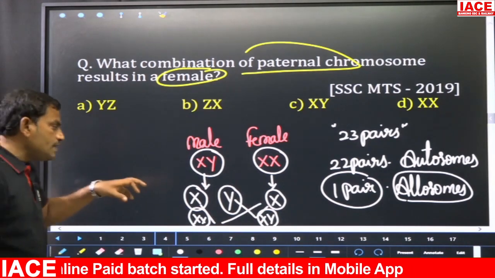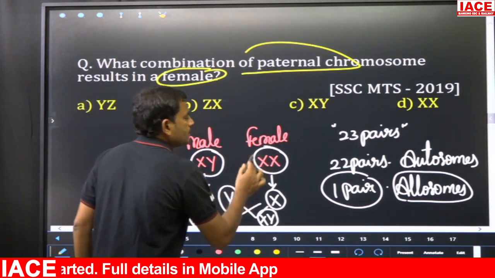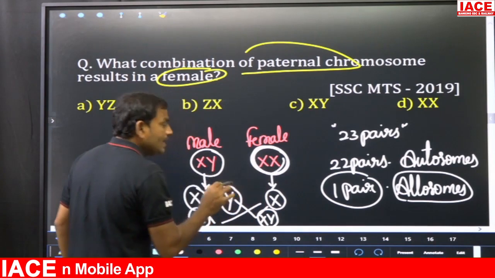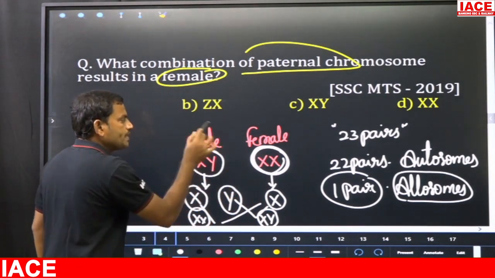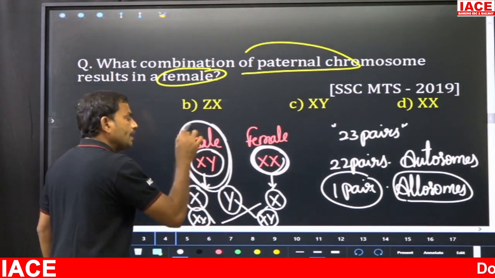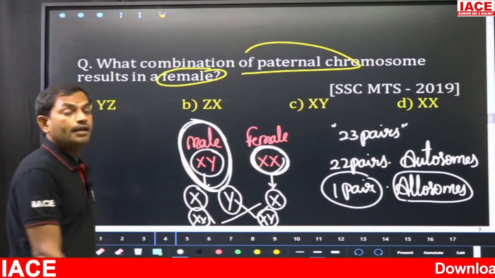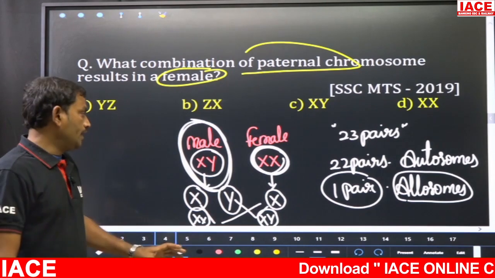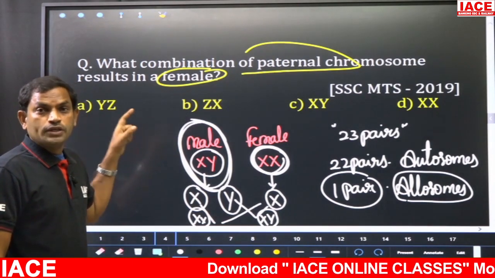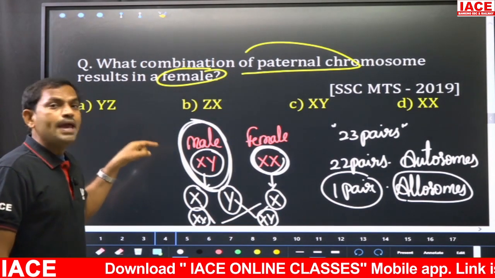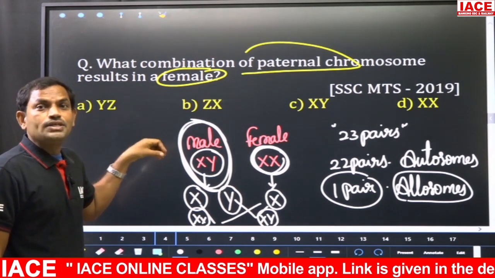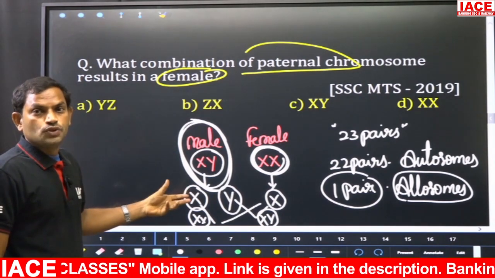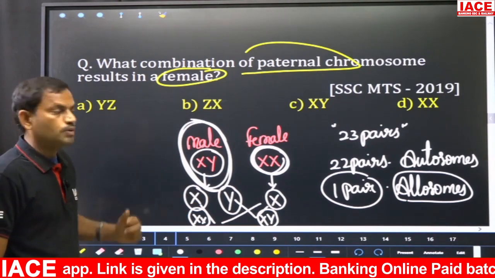That means the female represents XX, and in the determination of sex, the male is participating. The male is responsible for the determination of the sex of the individual in human beings. One more important point to remember is that in male the gametes are of two types, one with X chromosome and another with Y chromosome.